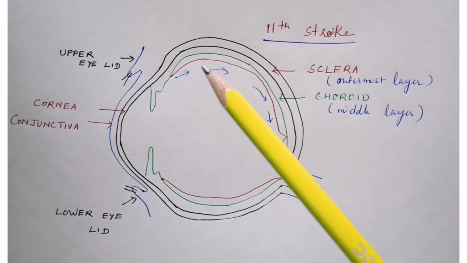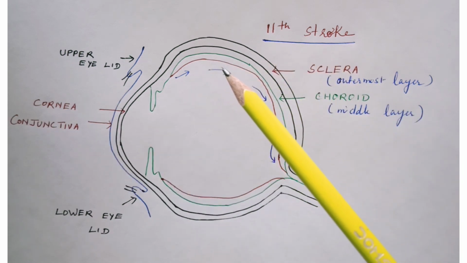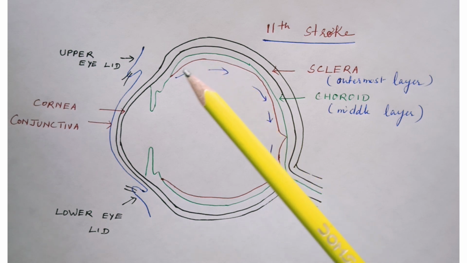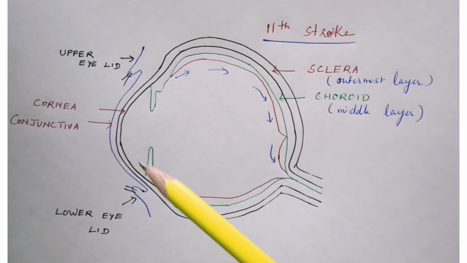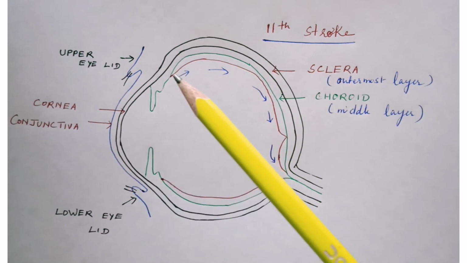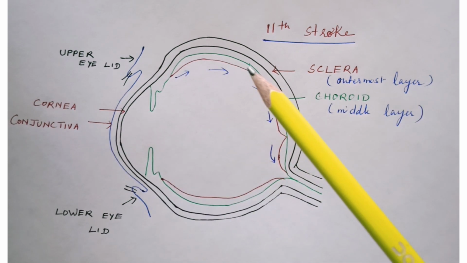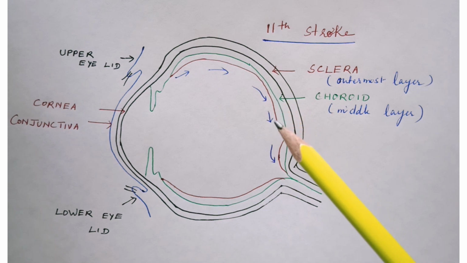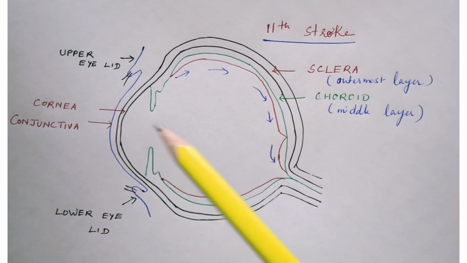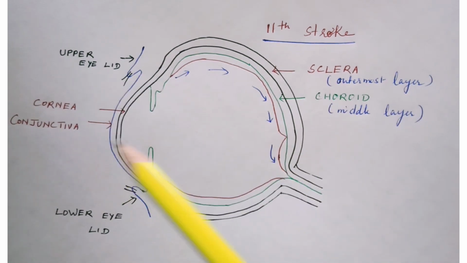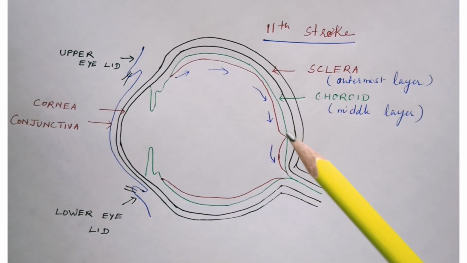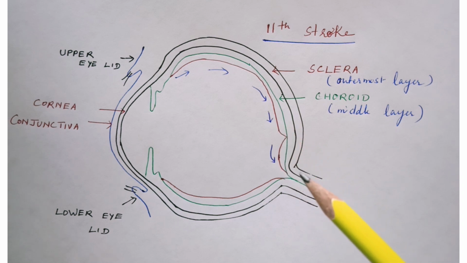So the third layer, which is known as the retina, also does not extend into the protuberance over here. We begin from here, and as the arrow shows, the curvature goes like this. As you can see, in the central part, on the horizontal line of the eye, there is a depression over here. So draw this depression like this and complete this 11th stroke.